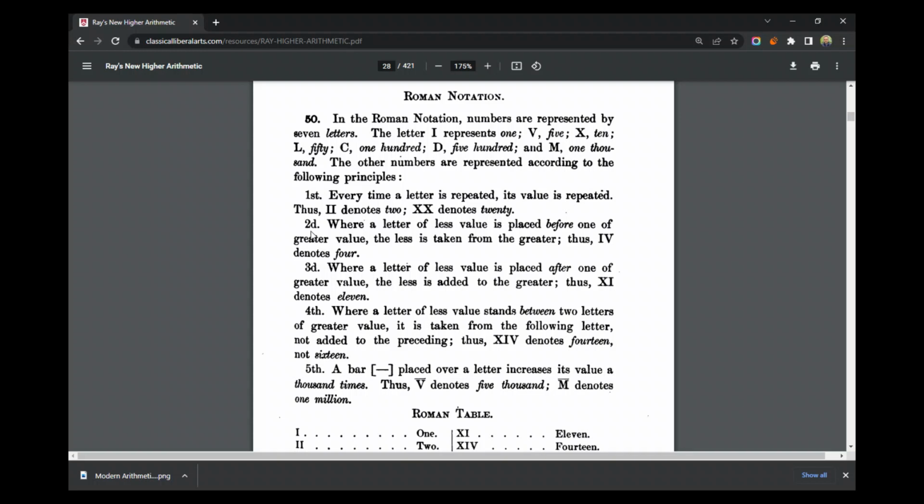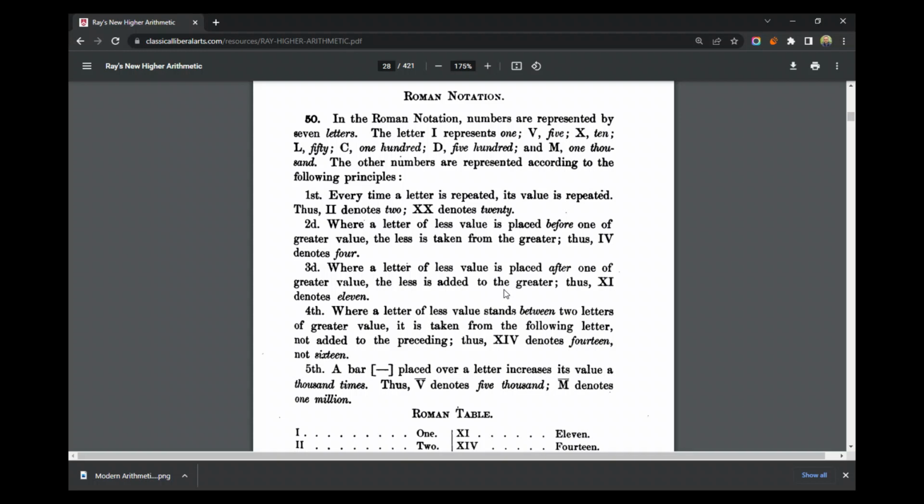Second, where a letter of less value is placed before or to the left of a letter of greater value, the less on the left is taken away from the greater on the right. So if we see IV, we see the letter I, which represents 1, placed before the letter V, which represents 5. A lesser number is placed to the left of a greater number. That means that that value is to be taken away from the greater value. So IV is equal to 4, 1 taken from 5.